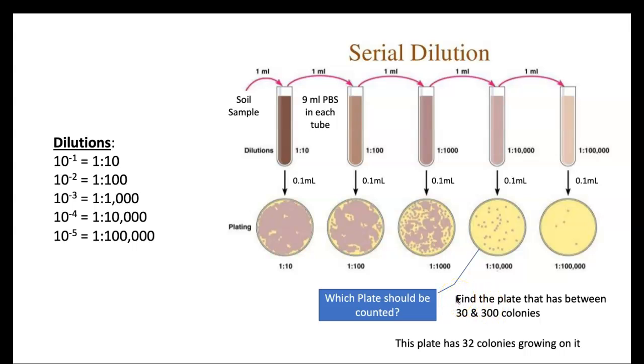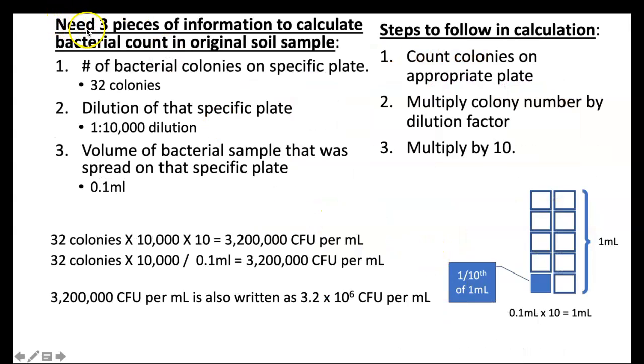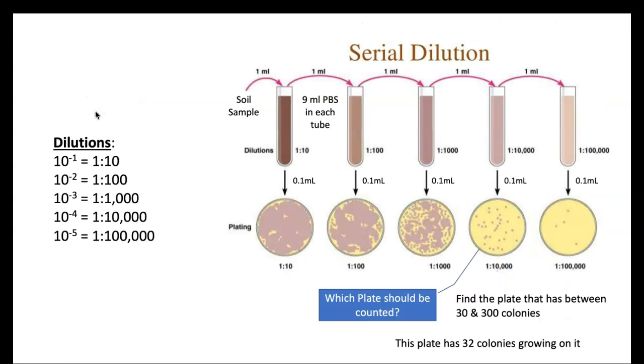And so now we can take all this information and use it to do our calculations. So that's what you've done in your experiment. So now what do we do with all these numbers that we have in front of us? Again, you need 3 pieces of information to do this calculation. The first is the number of bacterial colonies on a specific plate. So in our example, there were 32 colonies. You also need to know, what is the dilution on that specific plate? So if we go back, this plate is our 10 to the minus 4, or probably more helpful, we can write that as 1 to 10,000 dilution. So it's our 1 to 10,000 plate.